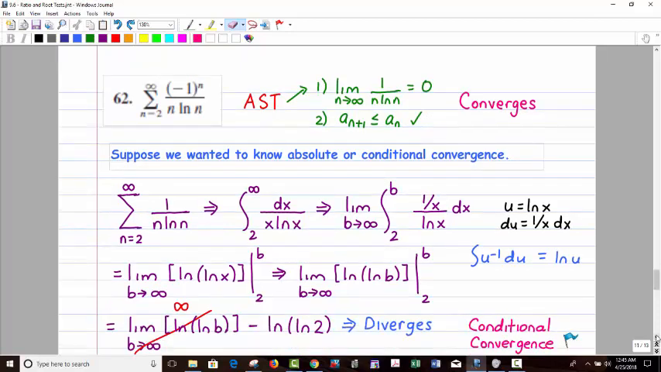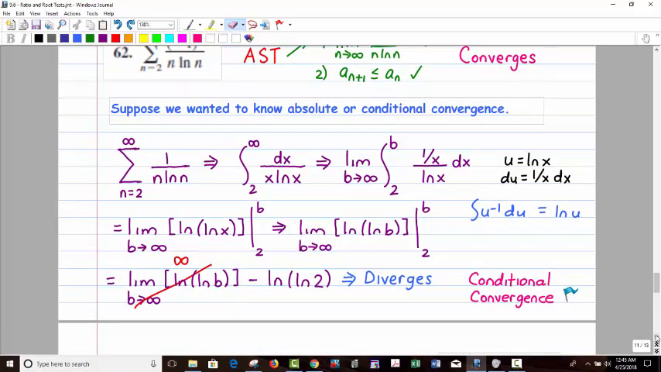Now, that's all we needed for that one, but suppose you wanted to go one step further and know whether it was absolute or conditional convergence. That means you have to evaluate what that series is going to do. Test it without the -1, because if it converges without the -1, you'll have absolute convergence. But if it diverges without the -1, that means it's conditional convergence because it had to have the -1 to converge.